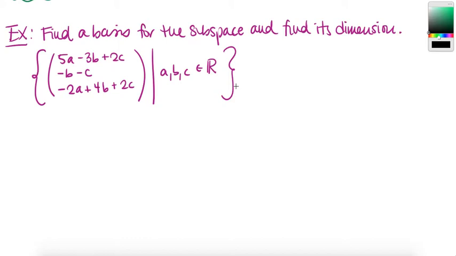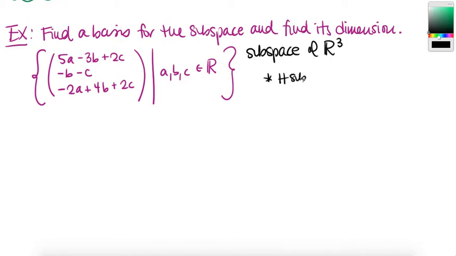Okay, our first example: find a basis for the subspace and find its dimension. These are vectors where A, B, and C are real numbers, and that gives us a real number in each entry. So let's just note this is a subspace of R3, and we want to find a basis. Intuition tells us that our dimension should be 3 or smaller.